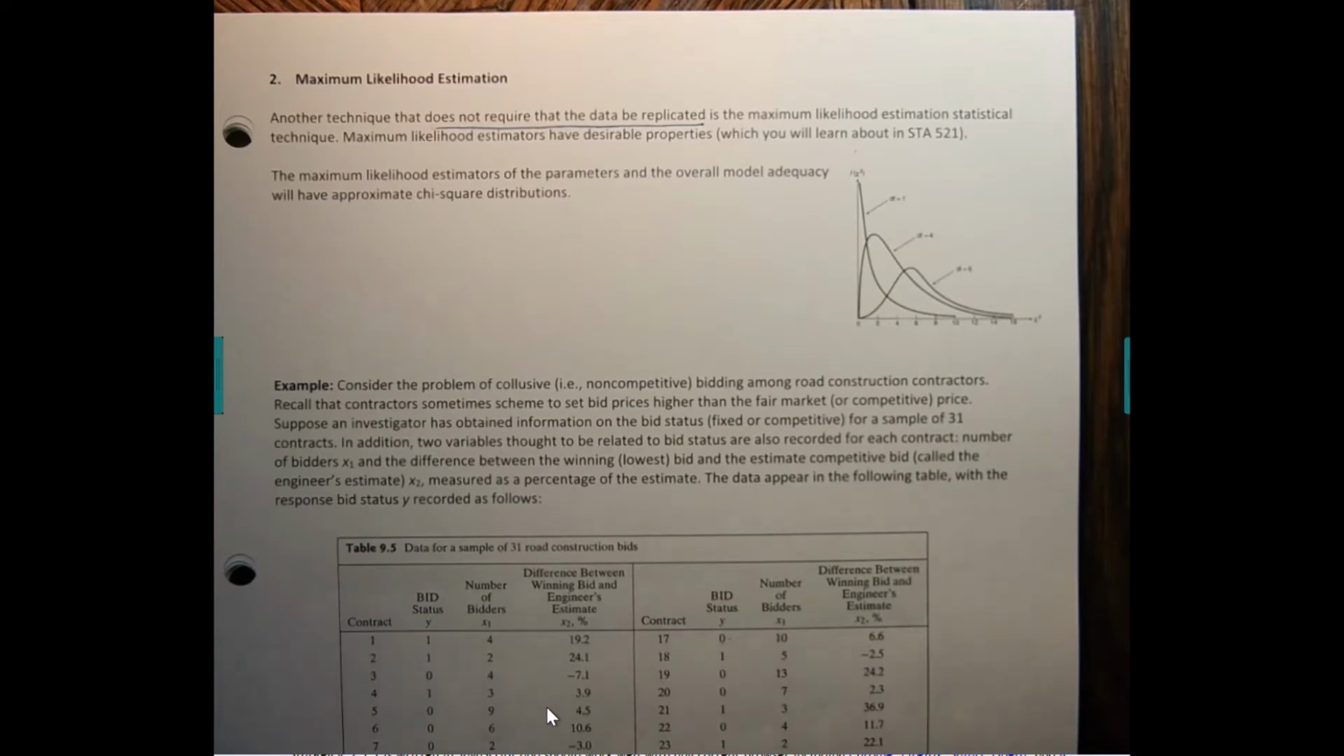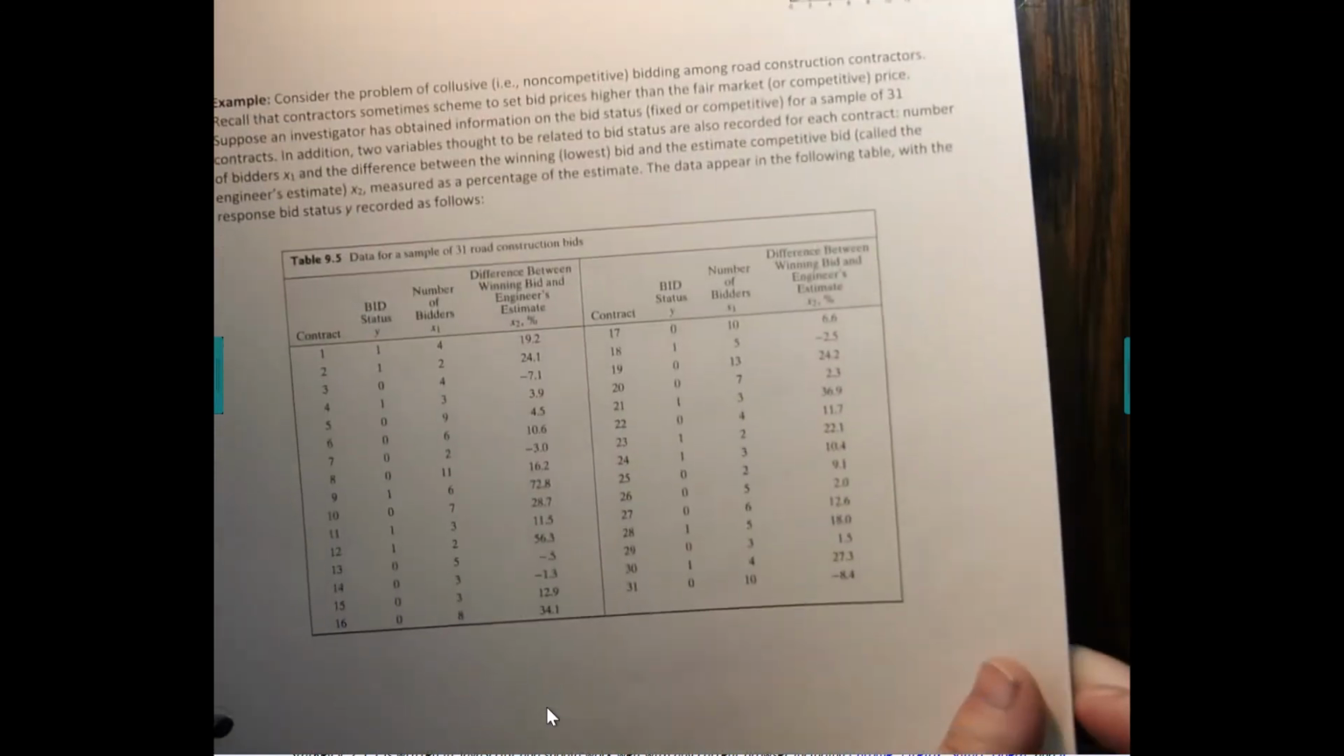And so the maximum likelihood estimators are the parameters in the overall model. They have an approximate chi-square distribution, and they look at the data that you have. They look at all the potential different maximum likelihood functions, and they maximize them. And that's what helps you get the parameter estimates. But again, not going to go too much into that, just want you to know that that is the other method. So let's look at an example here.